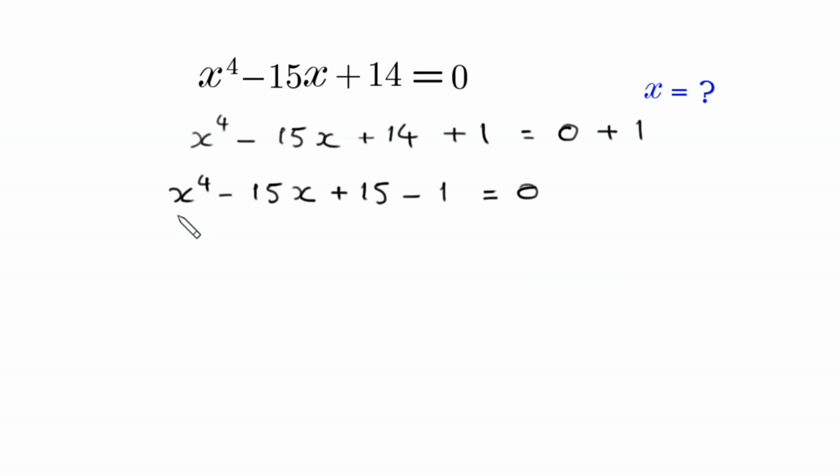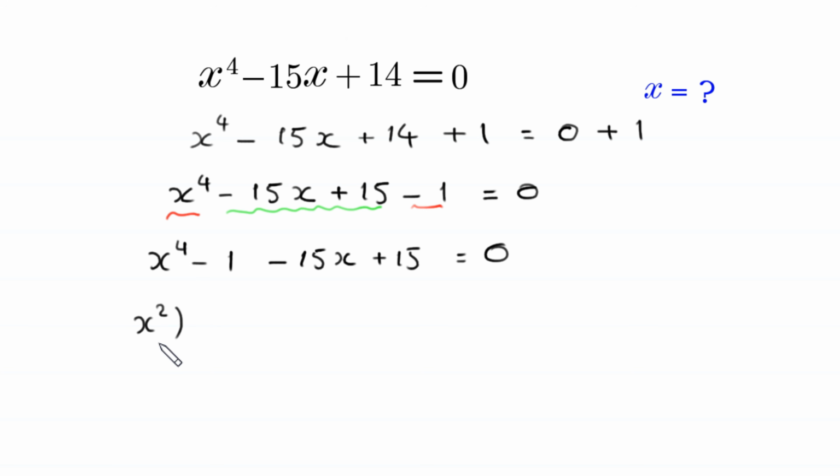Now we make a group of this x to the power 4 and this negative 1. We make another group of this negative 15x plus 15 like this. x to the power 4 minus 1 minus 15 times x plus 15 is equal to 0. Now this x to the power 4 can be written as x squared whole squared, minus this 1 can be written as 1 squared.